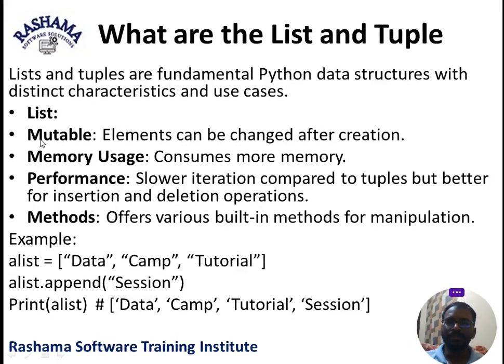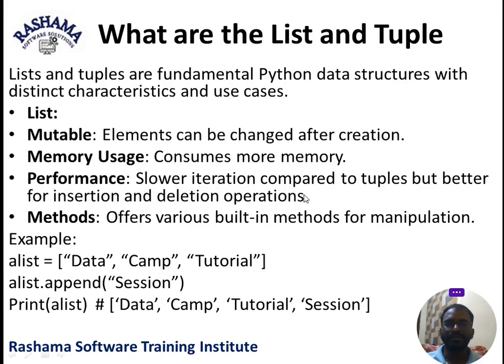You see about list. List is mutable. Elements can be changed after creation. If we insert any elements into the list, after inserting, we are able to modify, append, delete, or change an item in the list. That is the meaning of mutable. And memory usage: a list consumes more memory. Performance-wise, a list has slower iteration compared to tuples, but it is better for insertion and deletion operations.